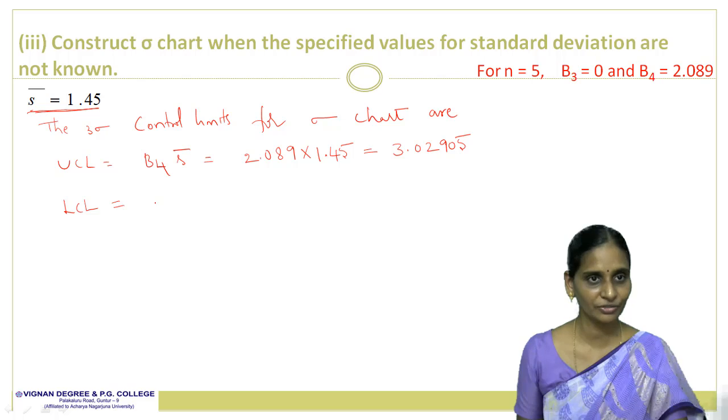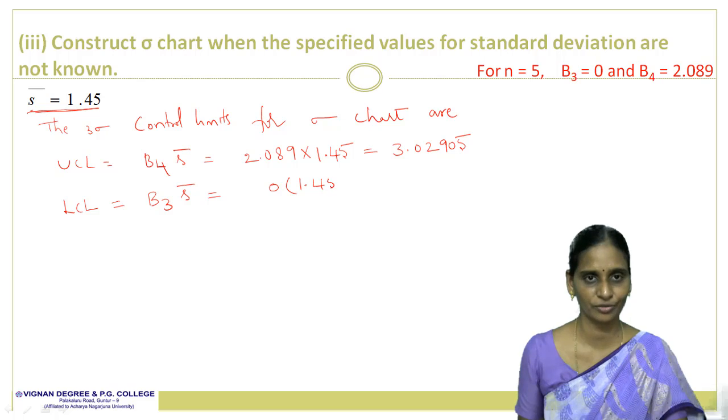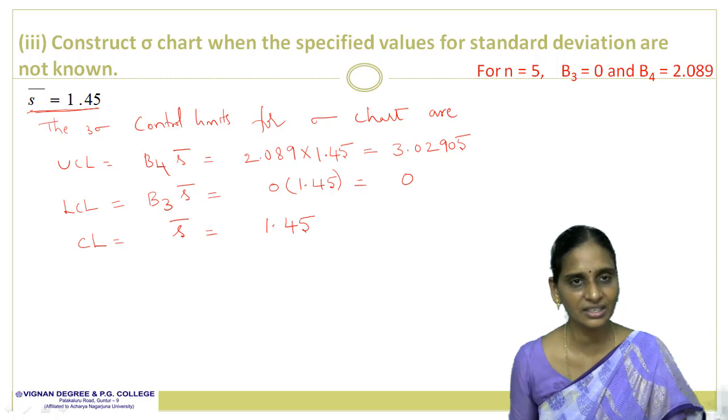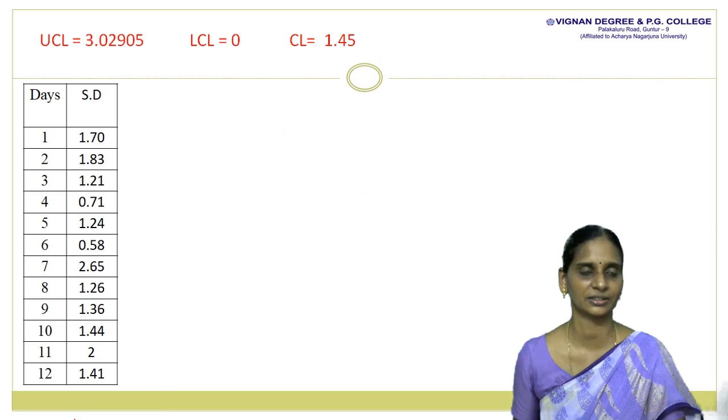And next one is LCL, that is the lower control limit. The lower control limit for the sigma chart is B3 S bar. The value of B3 from the statistical quality control tables is 0, so 0 into S bar, that is 1.45. 0 into anything we get 0. And the value CL is equal to S bar, so the S bar value is 1.45. So these are the 3 sigma control limits for the standard deviation chart, that is the sigma chart.